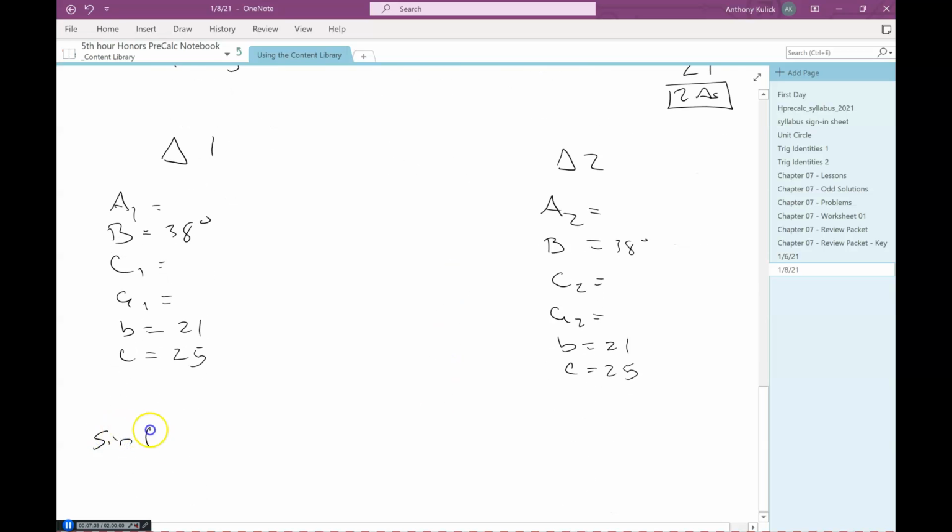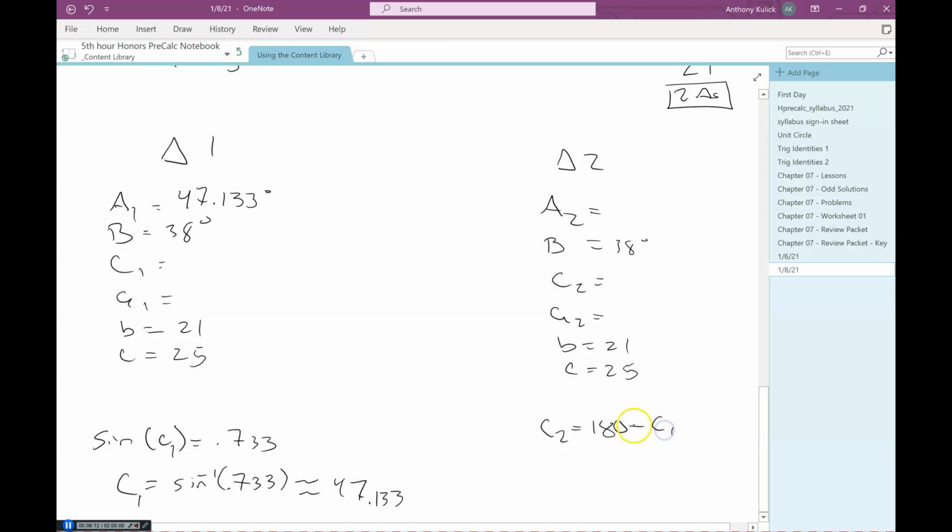For triangle 1, I know from the work that I did previously that sine C is equal to 0.733. So angle C is just going to be the sine inverse of 0.733. So that's about 47.133. So that's C1, I guess I should put. C2 is just going to be the supplement to C1. So that's about 132.867.